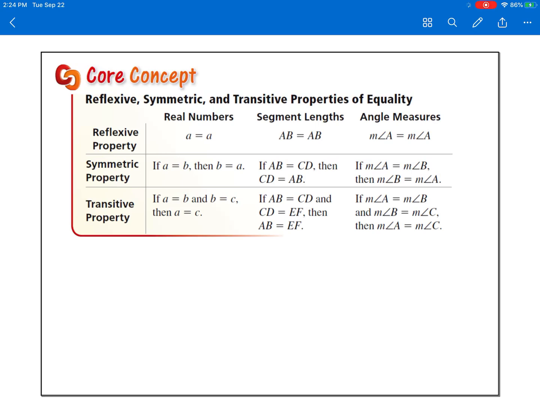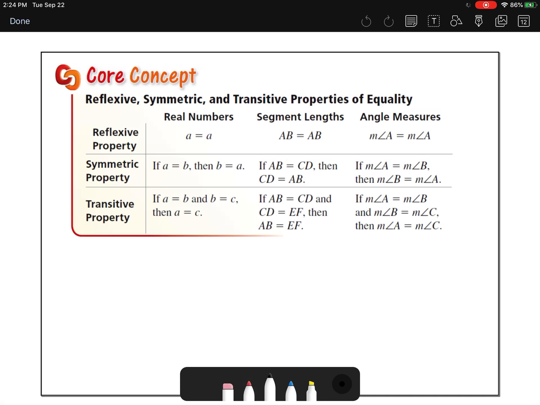Today's lesson is on a few of the properties of equality, including reflexive, symmetric, and transitive properties, and then we're going to name and prove some properties of congruence as well. So we're going to start with this reflexive property business. What does this mean?